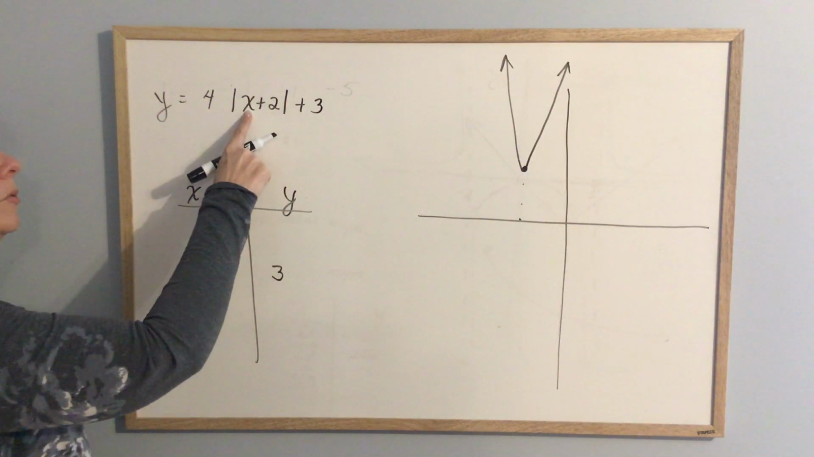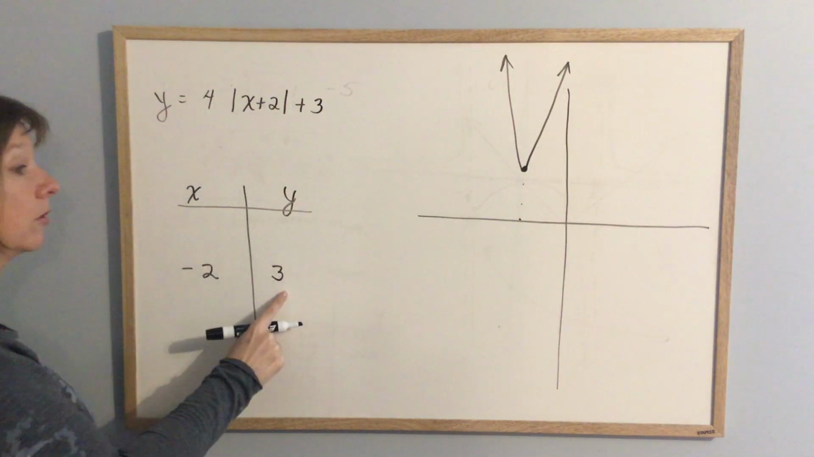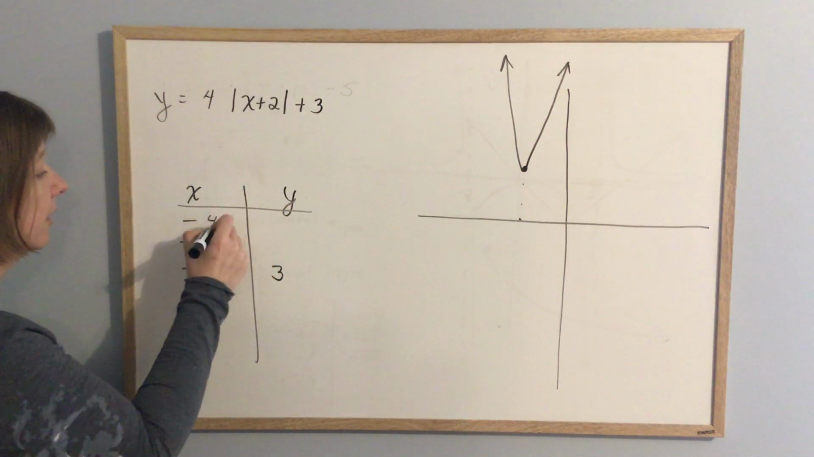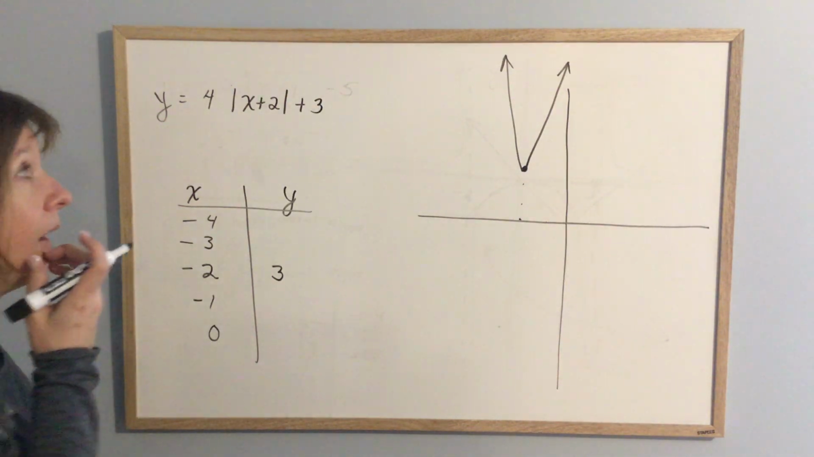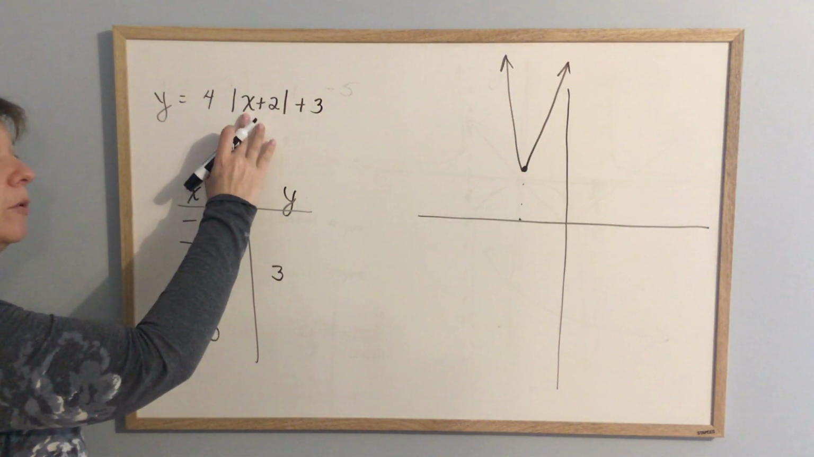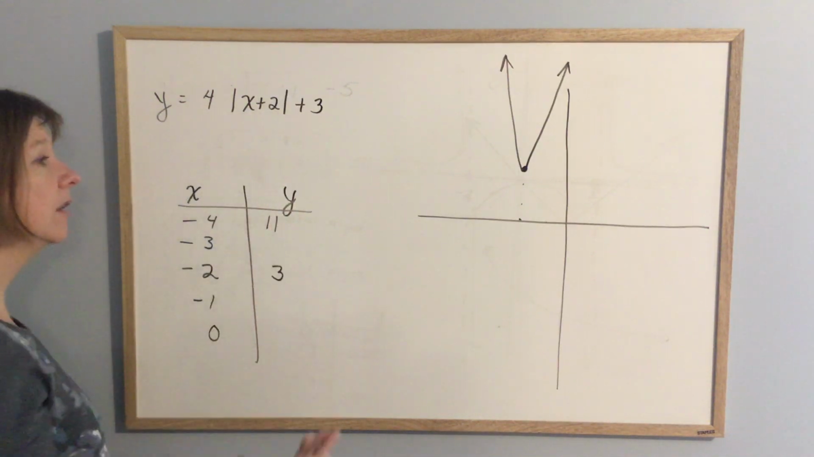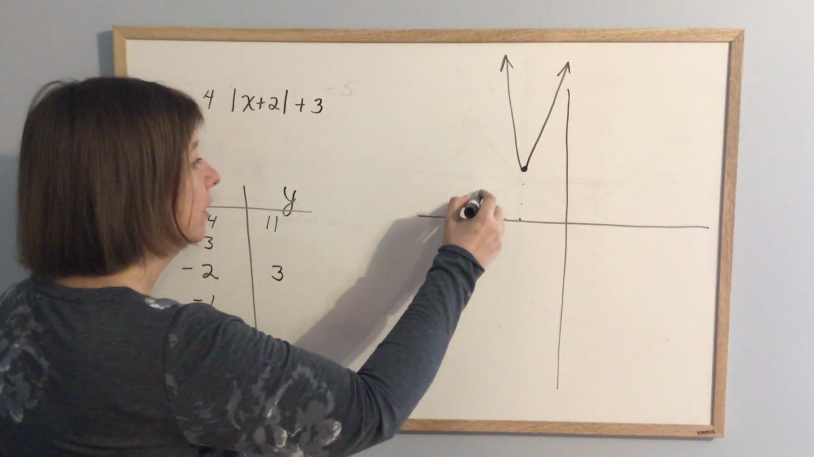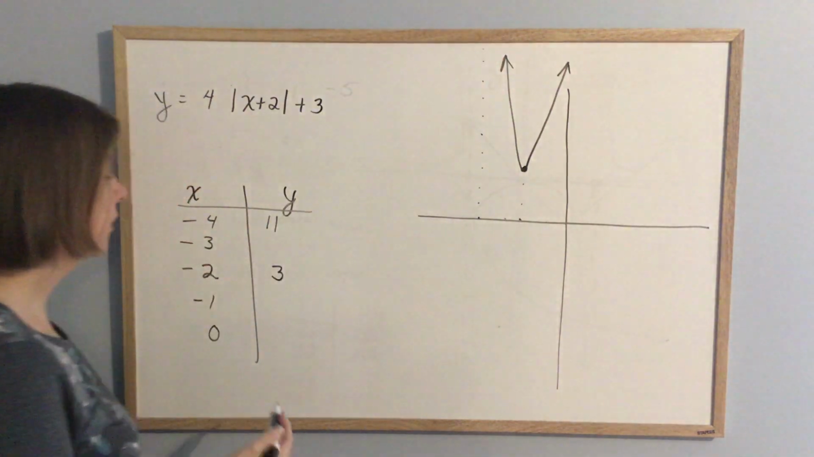And again, if I put -2 in here, -2 plus 2 is 0, times 4 is still 0, plus 3 is 3. See how I get that answer? So I might just pick like a couple, -3, -4, -1, and 0. Maybe I'll just pick a few and put them in. -4 plus 2 is -2. The absolute value of -2 is 2. Times 4 is 8, and 8 plus 3 is 11. So at -4, it's 11. So at -4, it's like 1, 2, 3, 4, 5, 6, 7, 8, 9, 10, 11. It's like off the board.